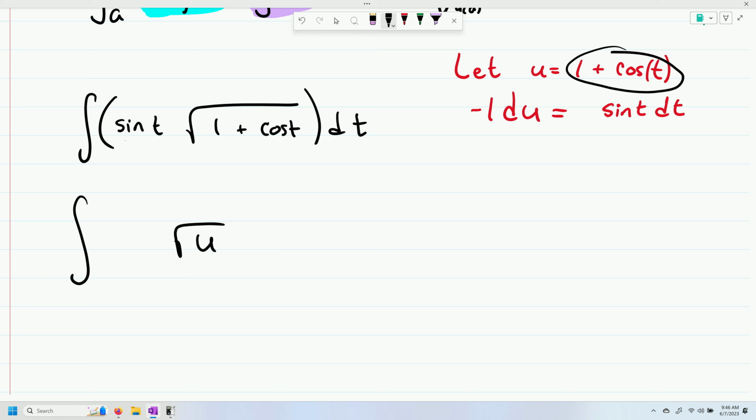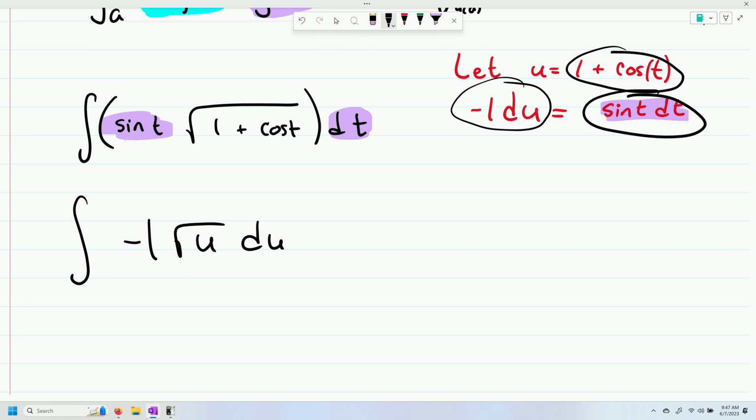And wherever I see sine of t dt, which I'll highlight here and here, I am no longer going to write that. I'm going to write -1 times du. So I make this substitution right there. That's all I'm going to do. And remember, the commutative property of multiplication says order doesn't matter when you multiply. Remember, 2 times 3 is the same thing as 3 times 2. So I'm allowed to put this -1 out front of the square root of u and put the du to the right.